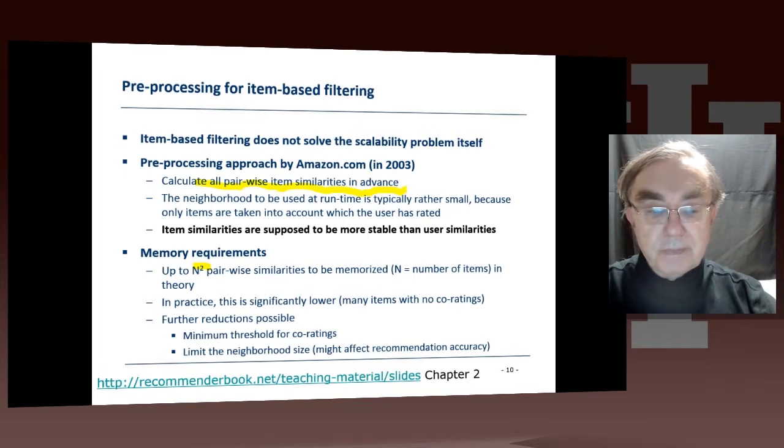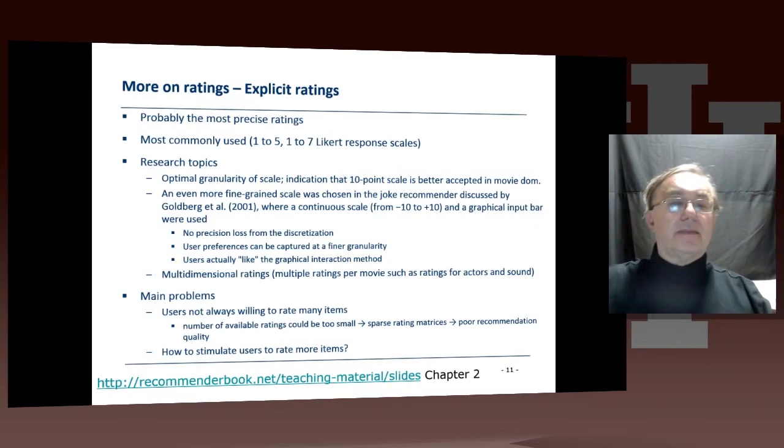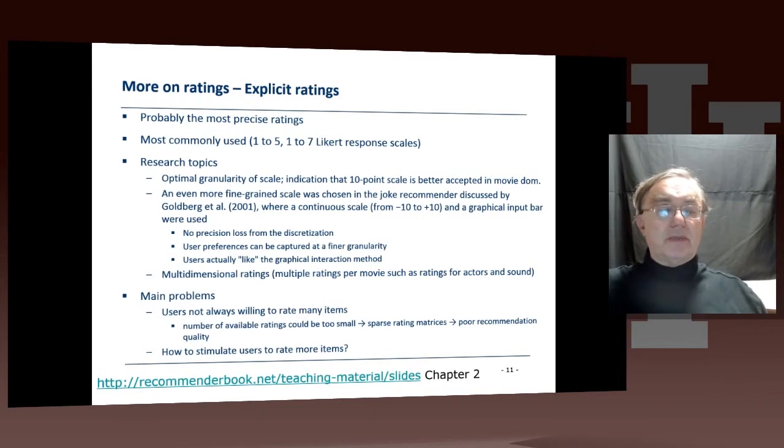We won't do anything about that now. There are lots of studies about the neighborhood size, and sometimes they get funny answers. I once read and commented on a paper which suggested very small neighborhood sizes. Then, if you look at the ratings, we have the explicit ratings.